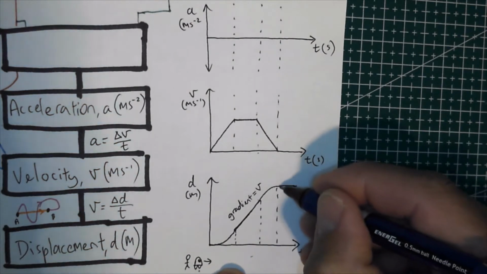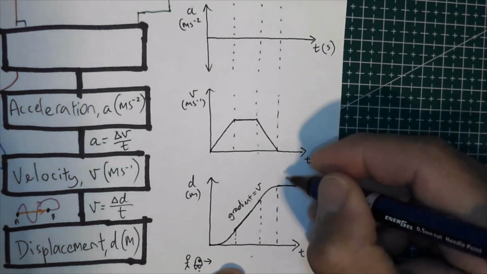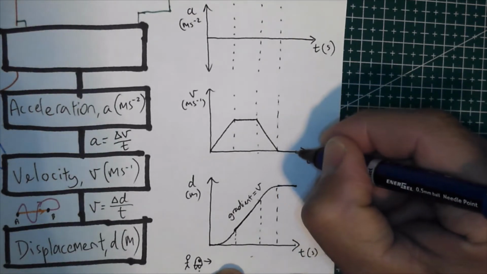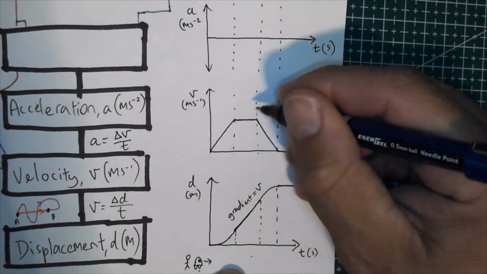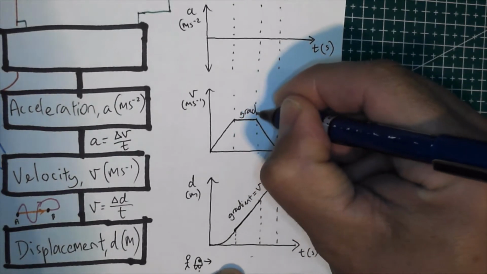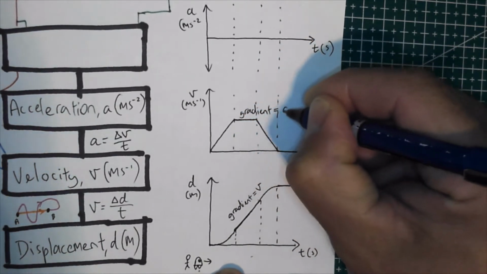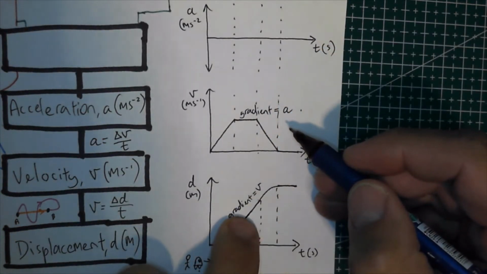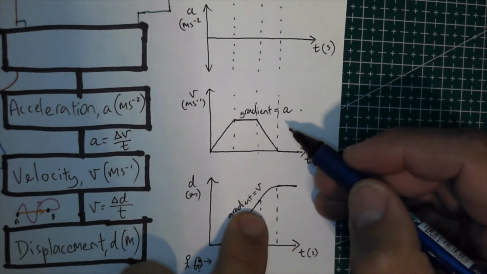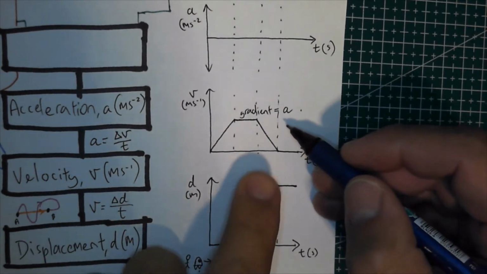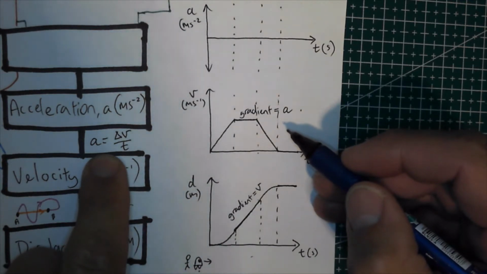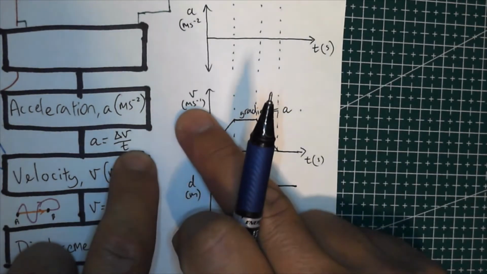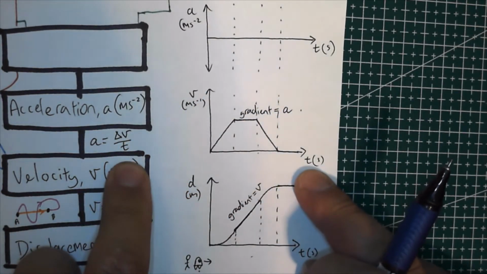And then finally, in this last section, the displacement is not changing, or the gradient is equal to 0 in the displacement time graph, which means the velocity must be 0. On a velocity time graph, this time, the gradient is equal to the acceleration. And the reason for that is the same as why the velocity is the gradient of a displacement time graph. Because over here, the acceleration is equal to the change in velocity over time, the gradient is equal to the rise over run. And on the rising axis we have velocity, and on the running axis we have time.